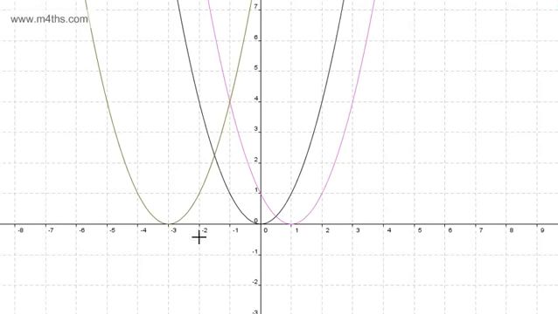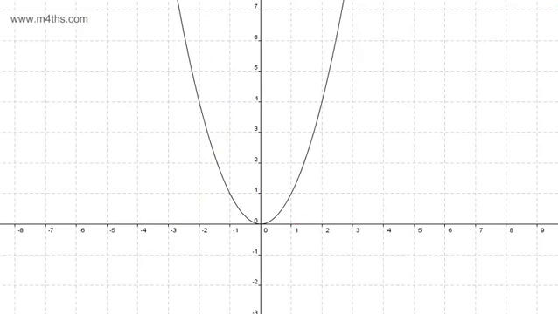So let's have a look at that one. We've gone from 0, 0 to minus 3, 0. This point you can see has gone from 1, 1 to minus 2, 1. So all we're doing is picking this up and moving it left or right. Okay, let's get rid of those.